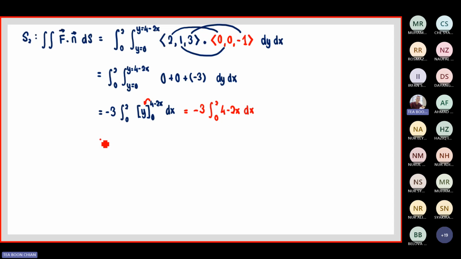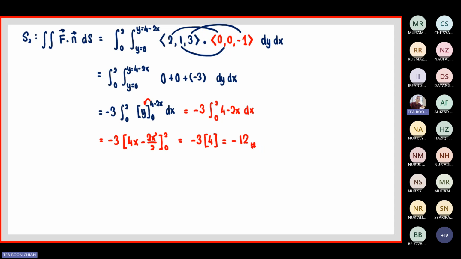Right? So this gives you -3, integrate 4, 4x. Integrate 2x, 2x squared over 2. Substitute upper limit 2, lower limit 0. So you get -3 multiplied by 4. This gives you -12.